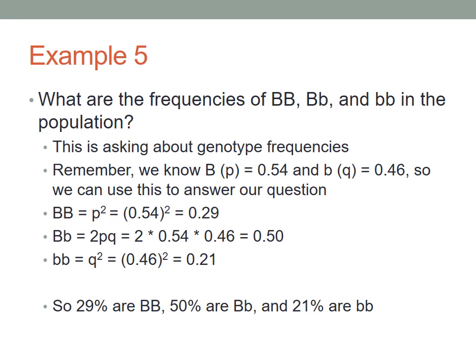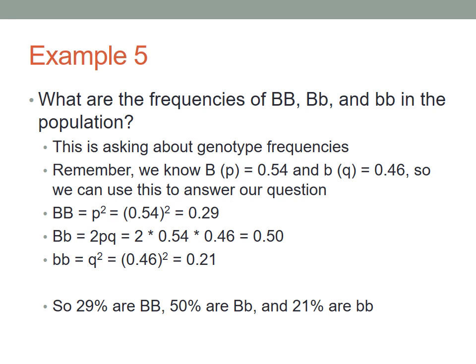So now we're going to look at the frequencies of our homozygous dominant for blue, our heterozygotes, and our homozygous recessive for pink. Now we're looking at genotype frequencies. And when you think genotype frequencies, you better be thinking that P squared plus 2PQ plus Q squared equals 1. And remember, we just calculated P and Q, so we can plug those in and do the same calculations all over again here. Our homozygous dominant is P squared, so it's 0.54 squared, or 0.29.